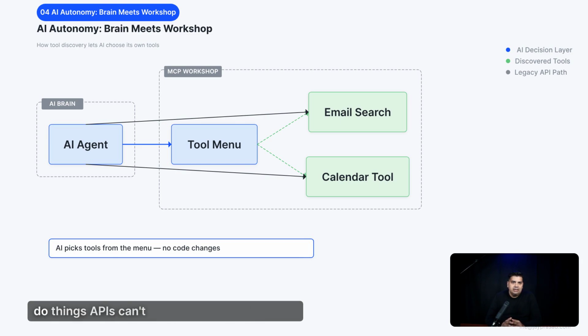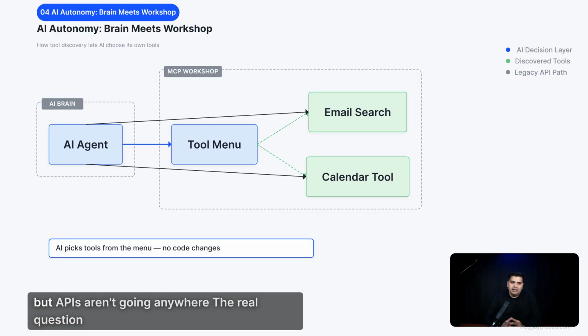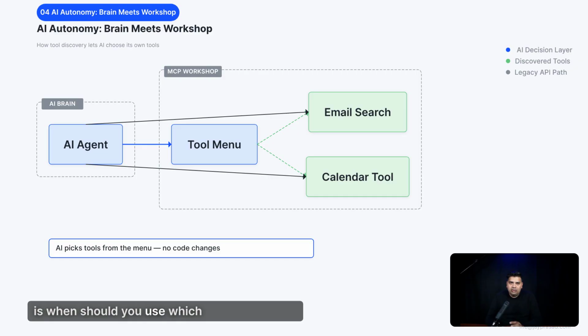MCP can do things APIs can't, but APIs aren't going anywhere. The real question is, when should you use which? And can you use both at the same time?